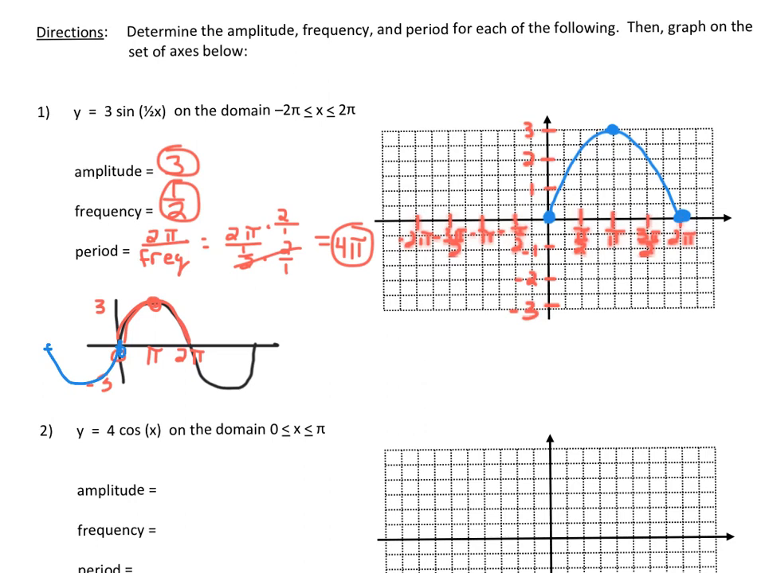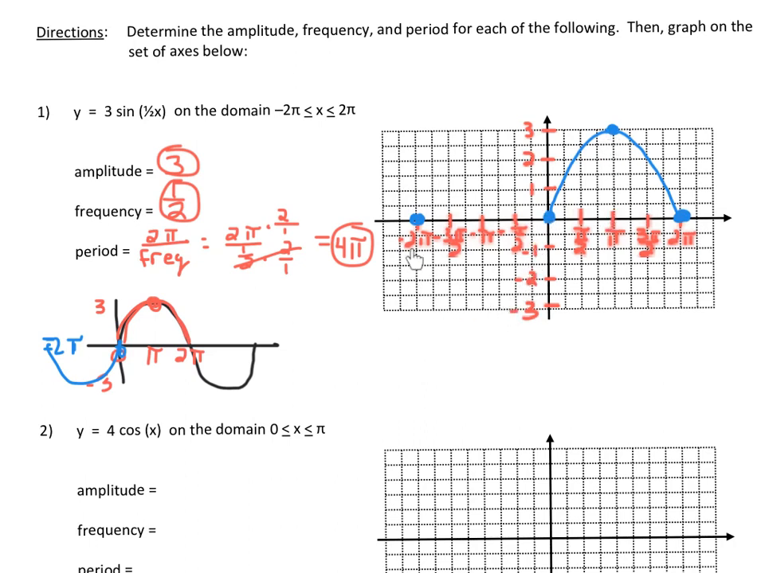So when I'm at negative 2 pi, that's when I'm going to be back at a height of 0. So at negative 2 pi, I'm going to put a point at 0. Now, just like halfway between this point and this point, we were at a maximum.